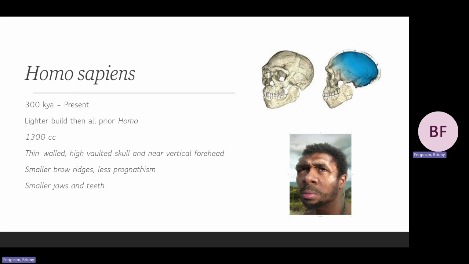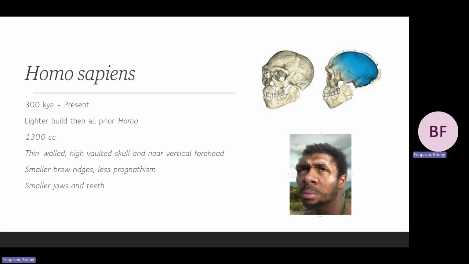Now, Homo sapiens, we actually have a lighter build than all prior Homo species. So we are smaller overall, although we do tend to be taller. The modern Homo sapiens also has a brain capacity of about 1,300 cc's. Actual skulls themselves are very thin-walled. We have a higher vaulted skull, so it's taller, and a much more near vertical forehead because of that prefrontal cortex becoming larger.